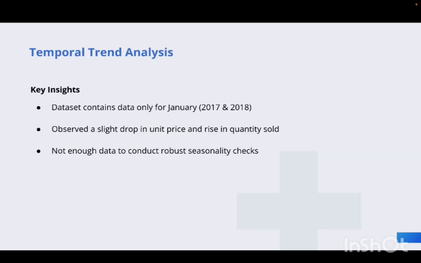Now moving on to the next slide, the temporal trend analysis. We only had two months, January of 2017 and January of 2018. Not enough for real seasonality. Still, two small signals: average price dipped from $112 to $101, and the average quantity rose from 13.5 units to 15.3 units. This hints that a lower price can mean slightly more sales, likely helped by promos, but with only two points we can't generalize that.